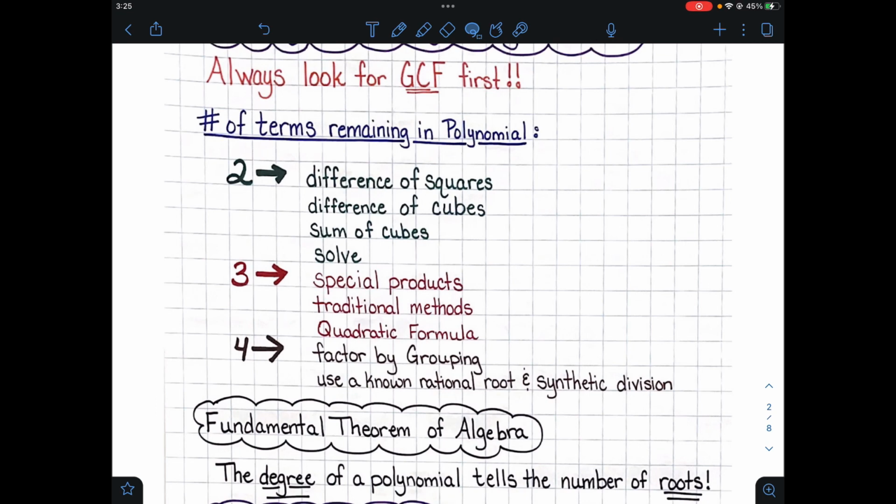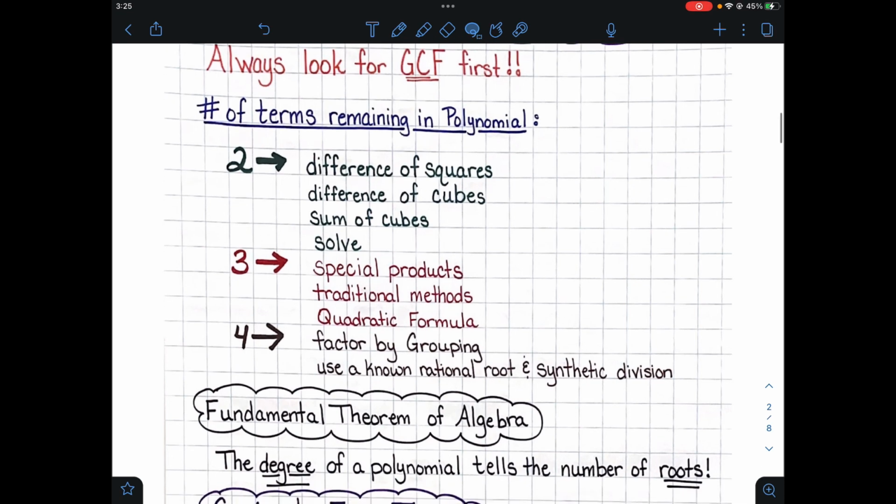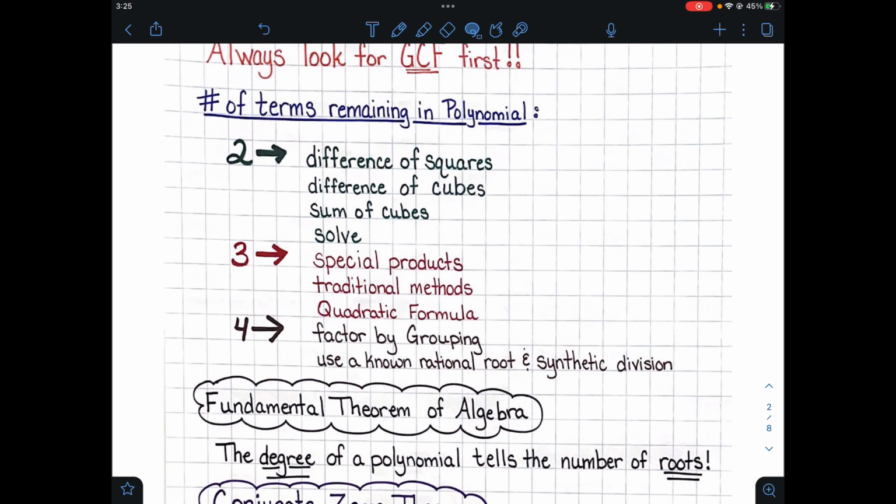If you have 4 terms, you need to think about factor by grouping, and that's where you have to look to see, can I group them together and find out if they have similar binomials that can come out, and you look at that about the ratios, and we'll look at one of those in our examples as well. Or you can use a known rational root and use synthetic division to find the other ones, or to be able to factor down to a trinomial.